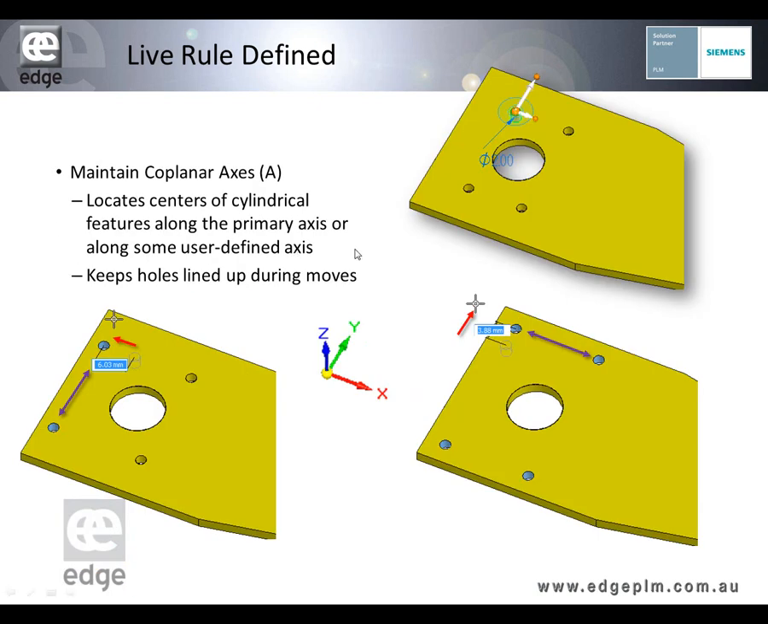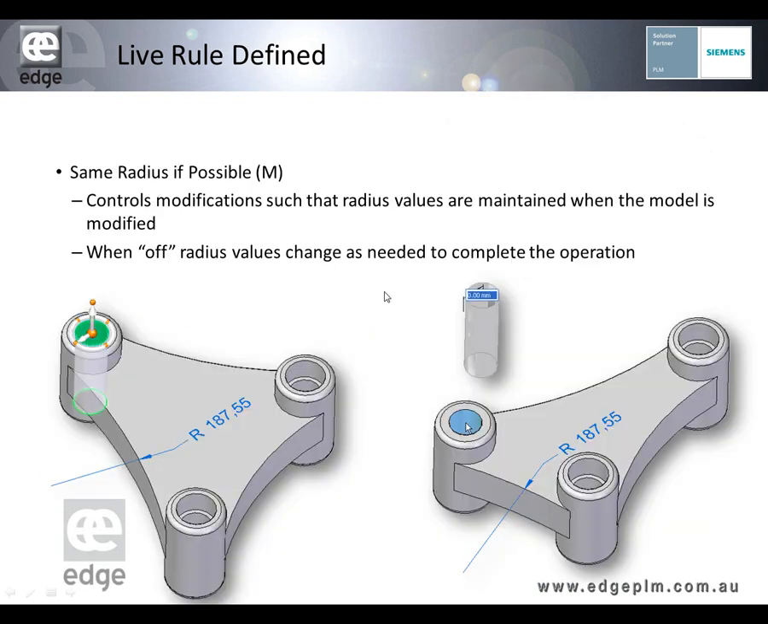Coplanar axes. Here's an example with some circles. These happen to be coplanar. If I pick one and move it, its opposite number will remain coplanar to it and move with it. So we see this effect here. Keeps holes lined up during moves.